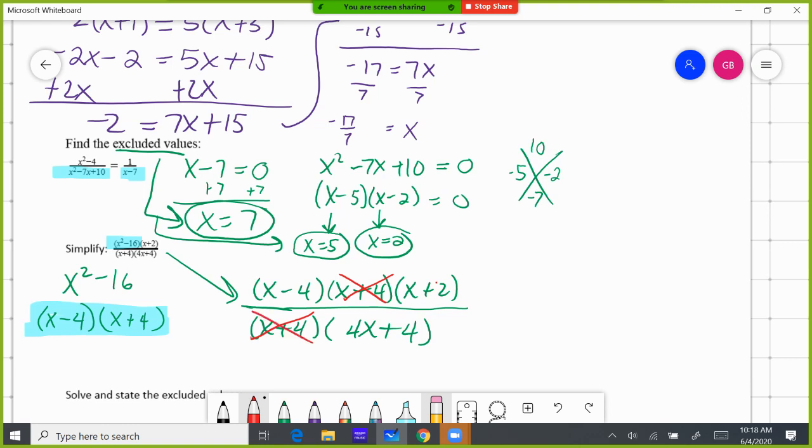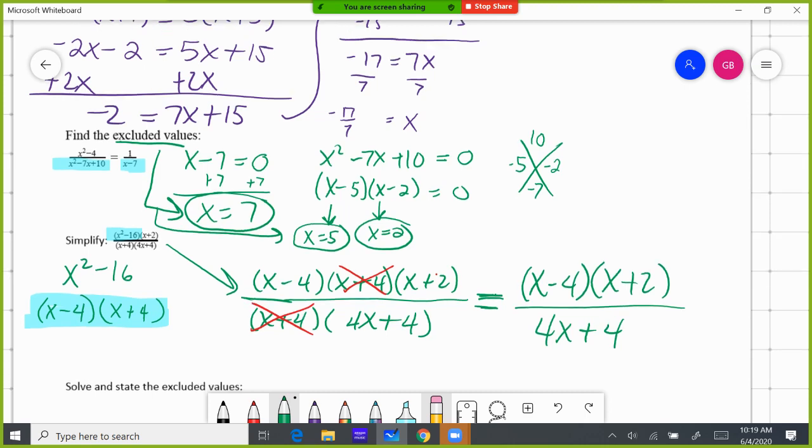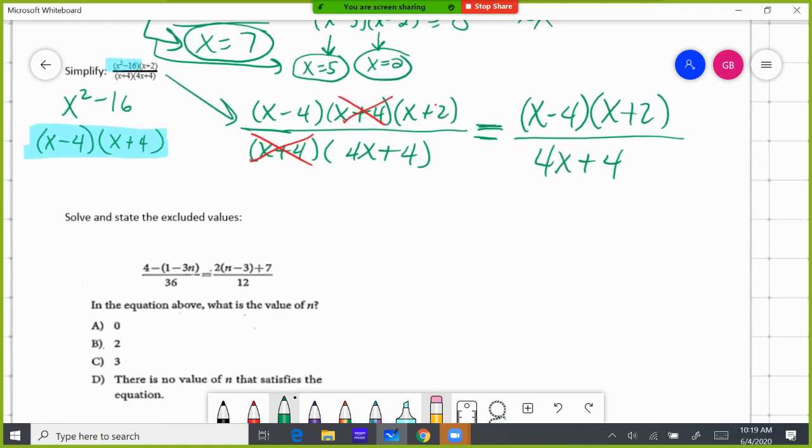You can go ahead and cross those out. So now the simplified version is x minus 4 times x plus 2 over 4x plus 4. Okay, that's one way to simplify it. Factor it and then cross out any values that you see the same on top and the bottom.